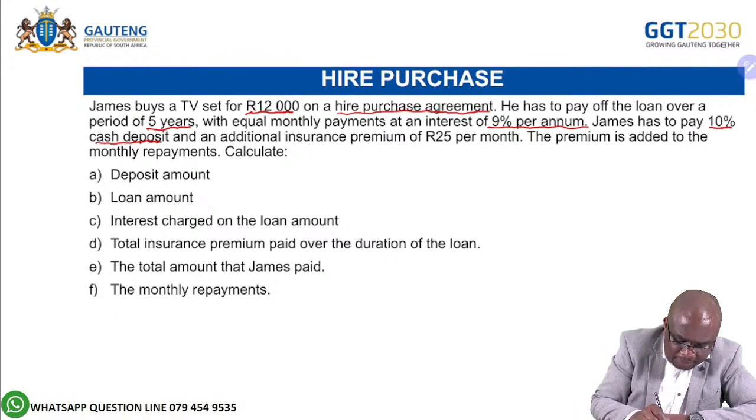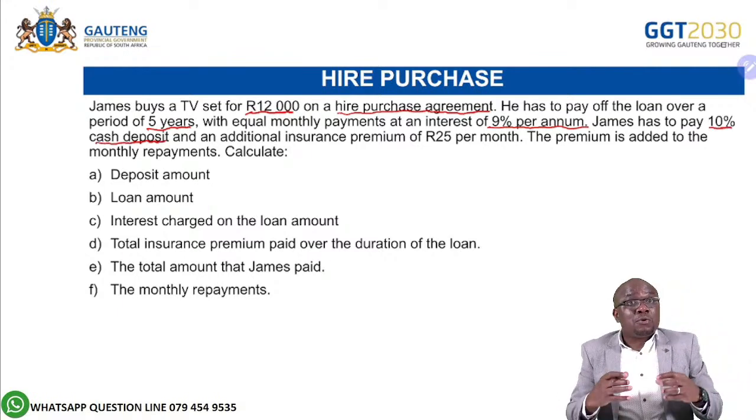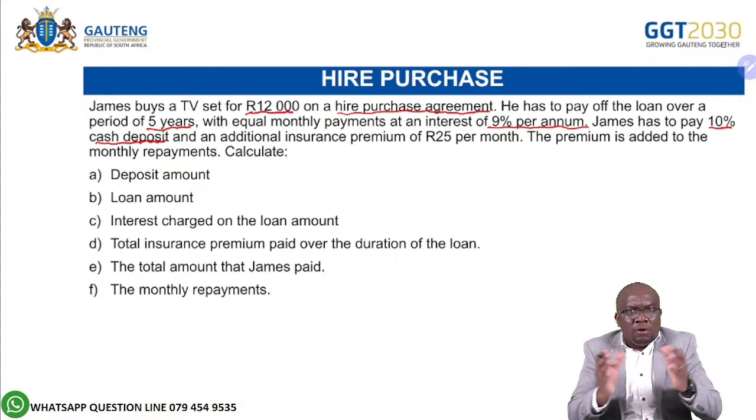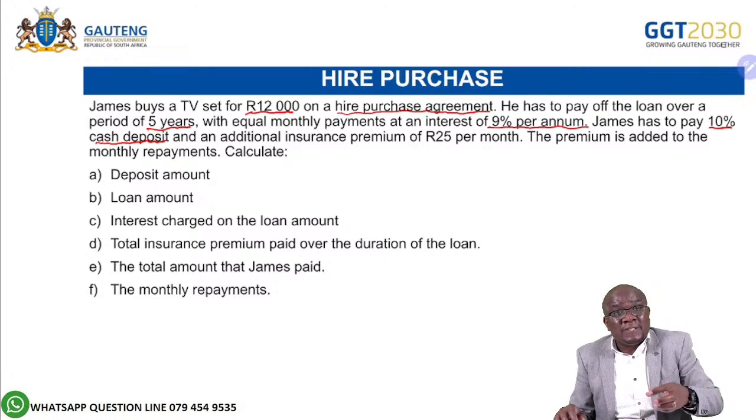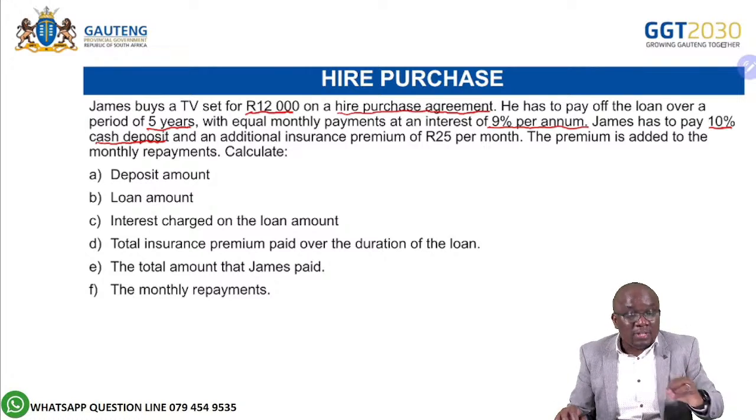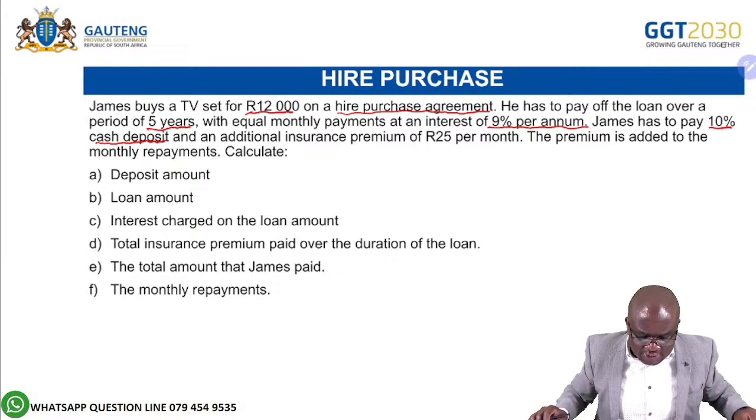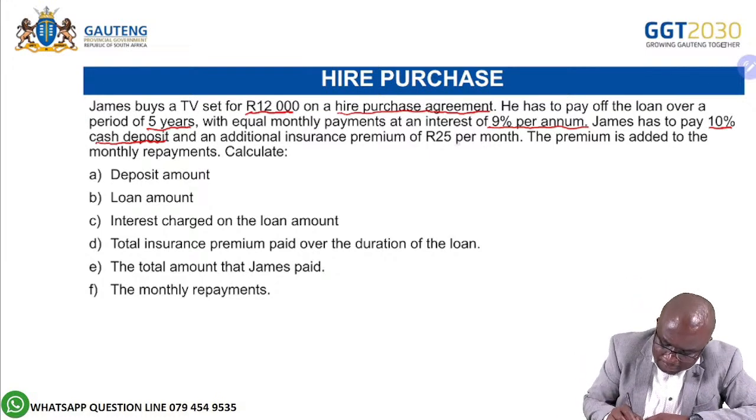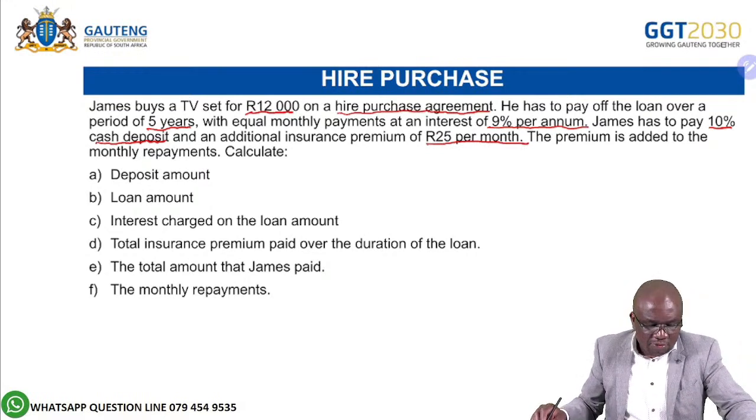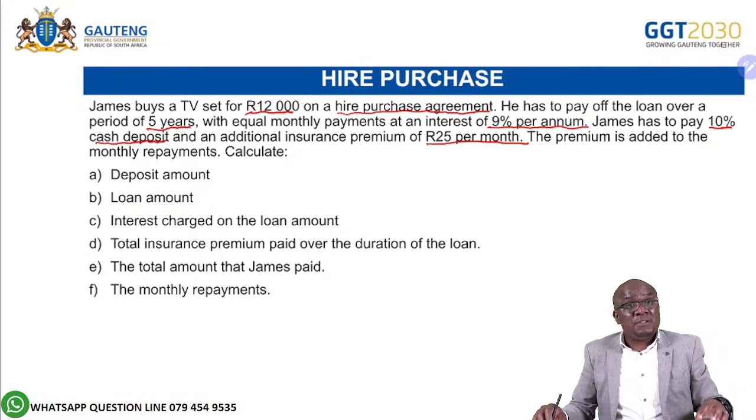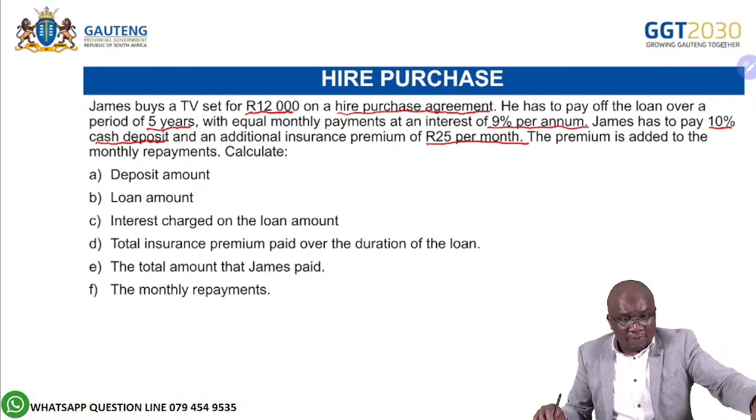What is the meaning of this? It means he's not going to take the whole 12,000 as a loan here, because he's going to pay 10%. And then we're going to remove that 10% from the 12,000 to get the loan amount. And an additional insurance premium of 25 rand per month. The premium is added to the monthly repayments. Calculate the deposit amount. So the deposit amount is 10% of the 12,000.